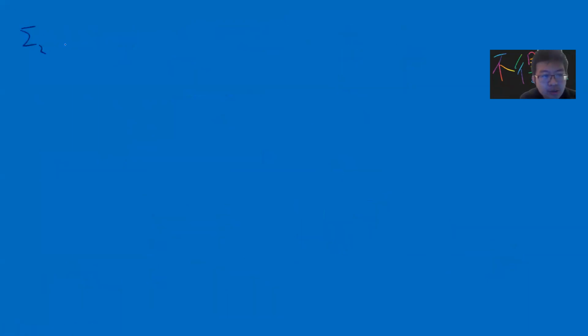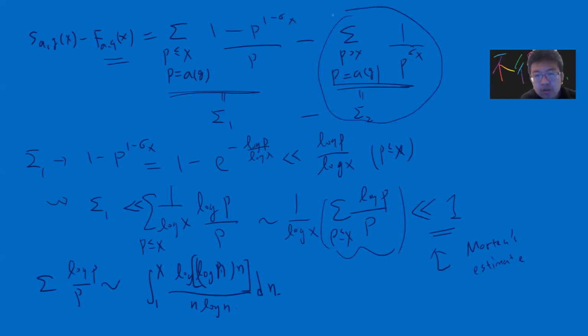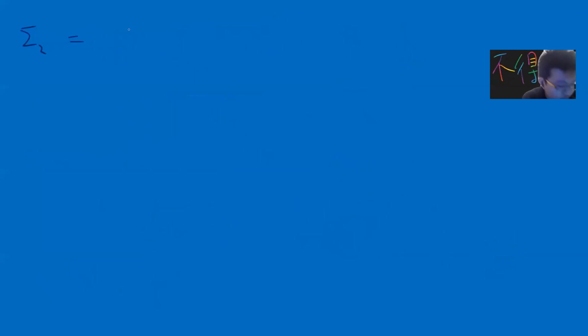Okay, so let's consider sigma 2. Sigma 2 is this, which is the sum of 1 over p^σ(x), over p greater than x. You can try to prove this by using the Chebyshev bounds. But I guess you don't need to do this, because you know the p-series result: if σ(x) is greater than 1, the summation of 1 over p to the σ(x) will converge. So if you take x large enough, this will be very, very small, arbitrarily small, because you know it converges, so the partial sum can be arbitrarily small when x is very large.